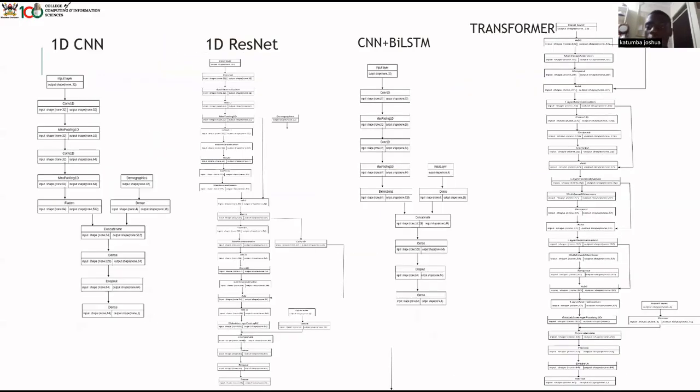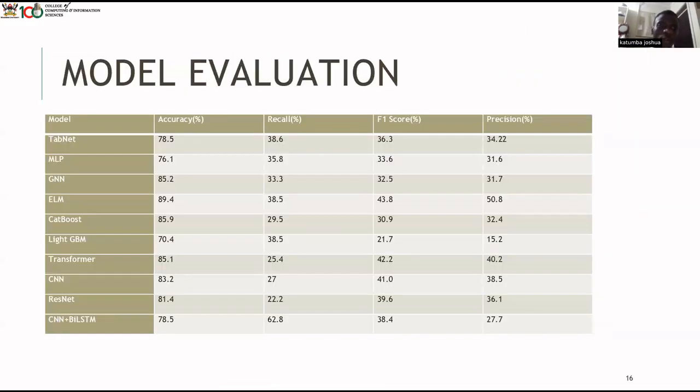We also looked at convolutional neural networks, and we had quite many. The first one was the 1D CNN. Then we also looked at the 1D ResNet, and a hybrid model of the CNN plus LSTM and the transformer model. So in our model evaluation, we had TabNet, MLP, GNN, ELM, CatBoost, LightGBM, Transformer, CNN, ResNet, and then CNN plus LSTM. And among them, our highest performing model was the Extreme Learning Machine.